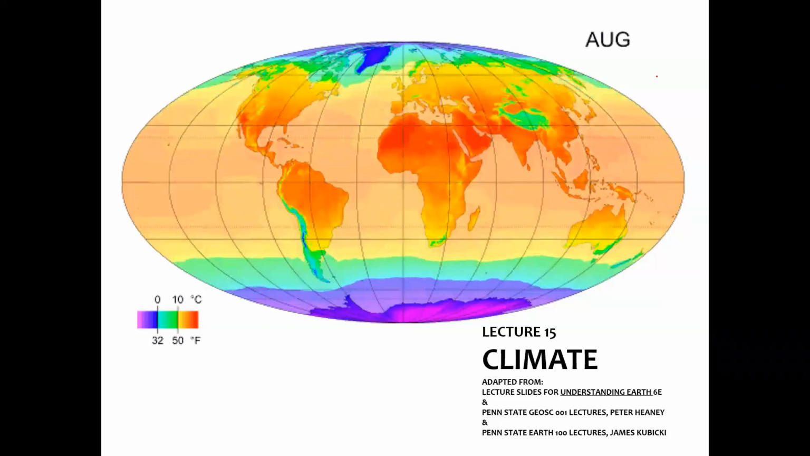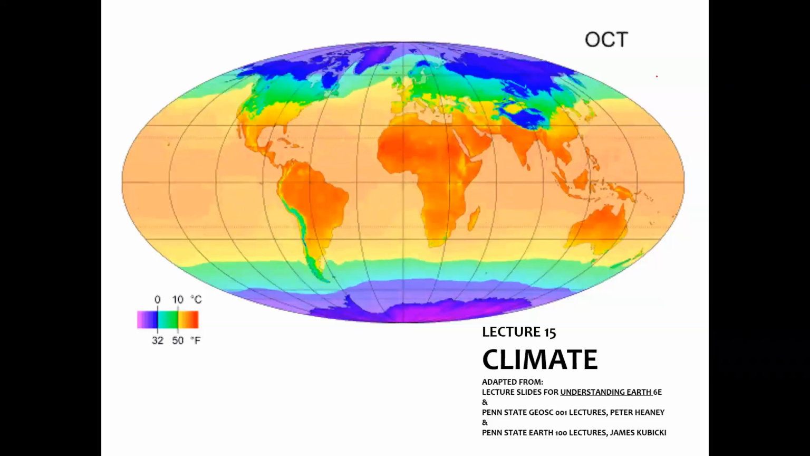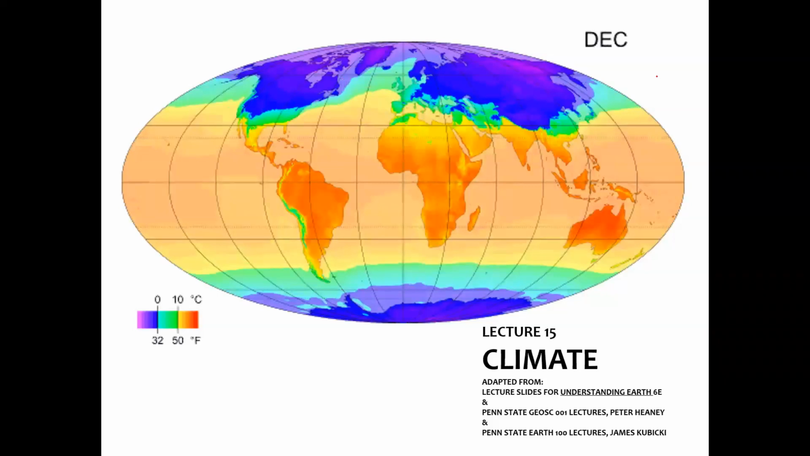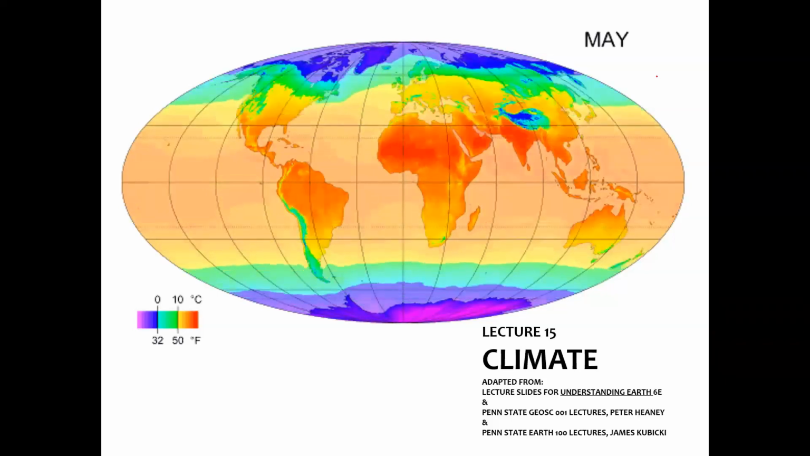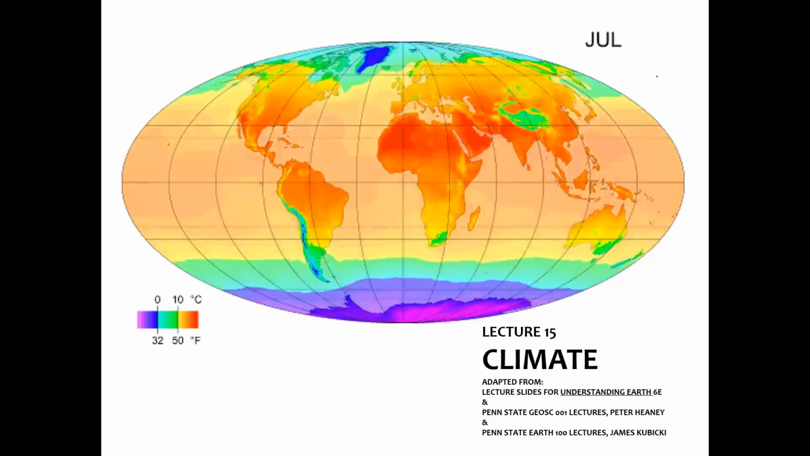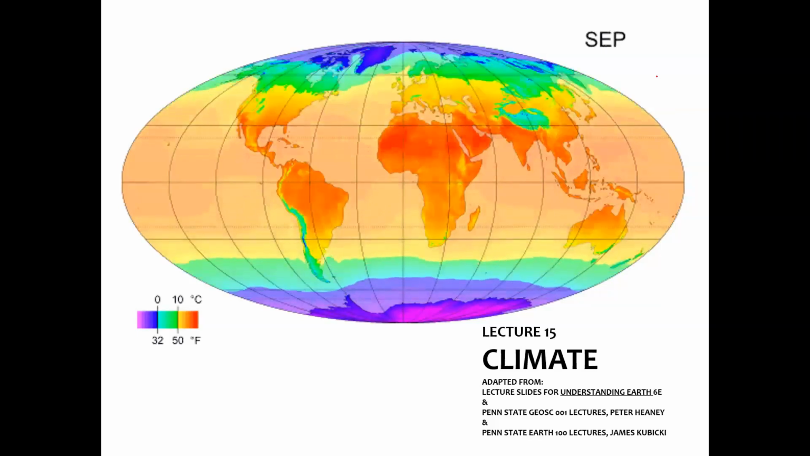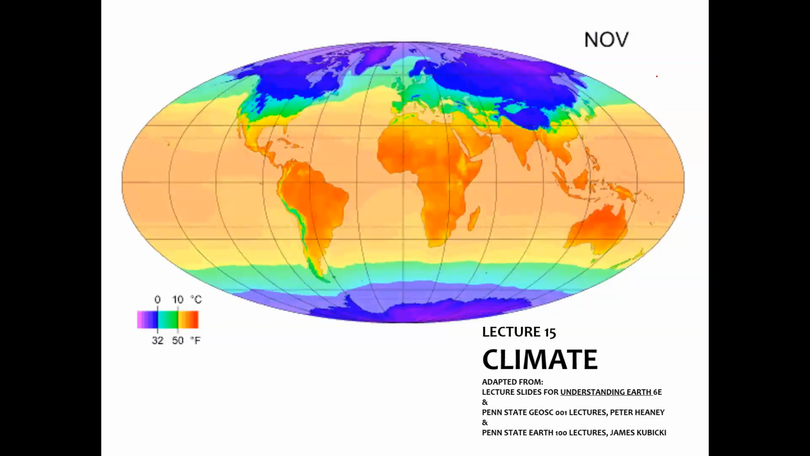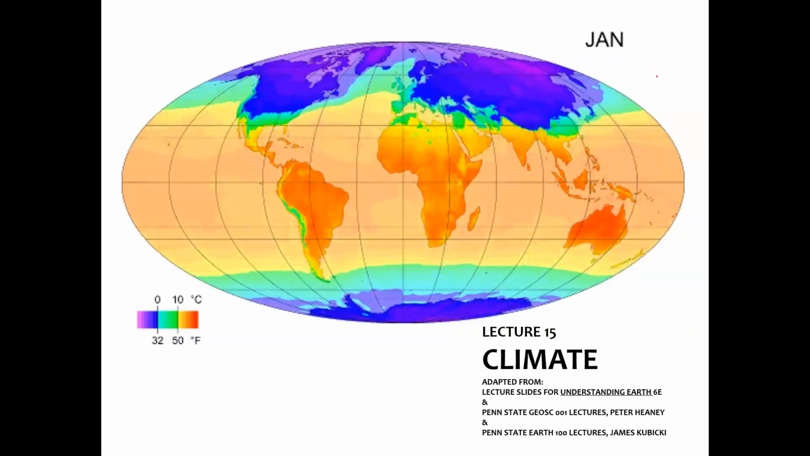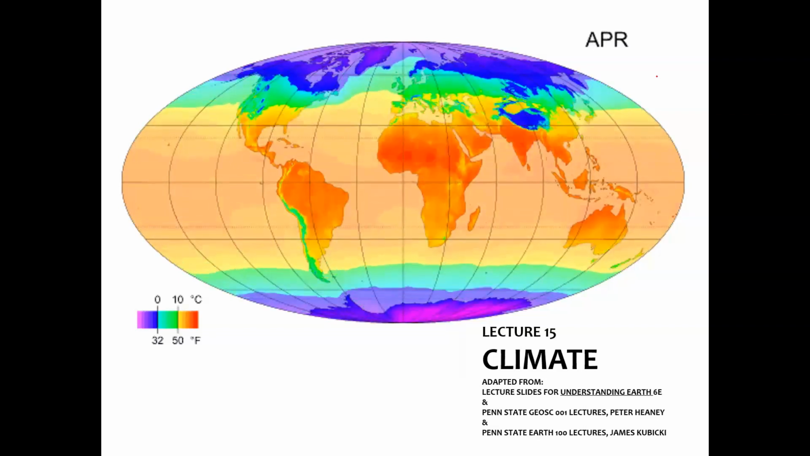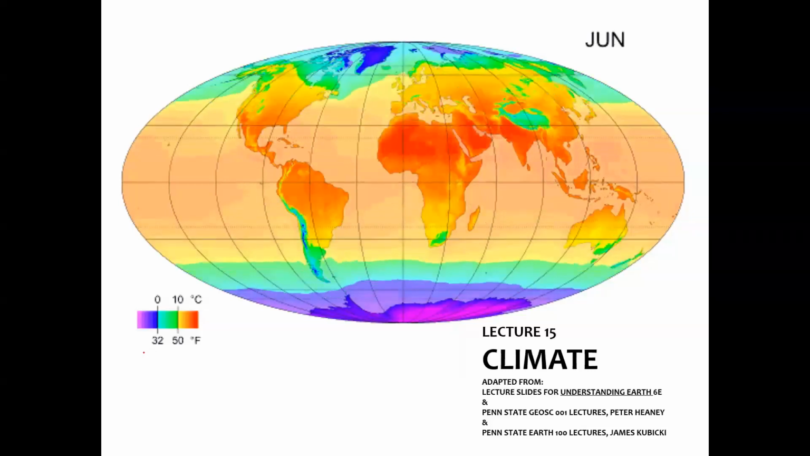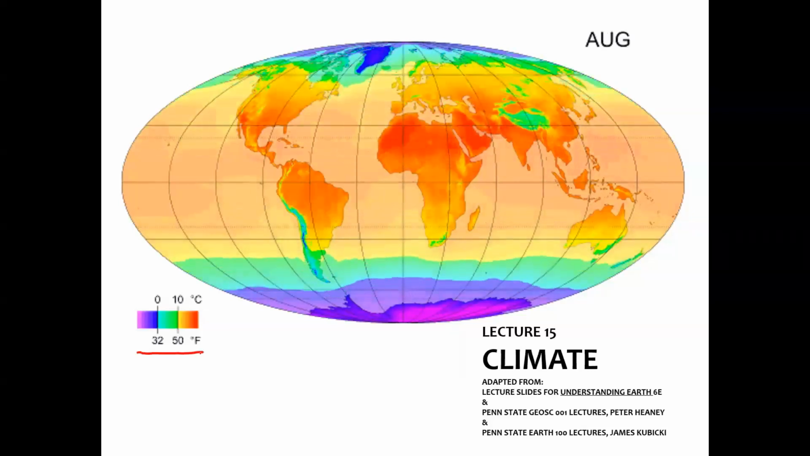Okay, folks, today we're going to start our discussion of global climate and what controls global climate. So we can see in this animation that we can see temperature changing on average over the entire Earth over the course of the year. And as we're watching the colors, I want to direct you down here just to take a look at what the color scheme is.